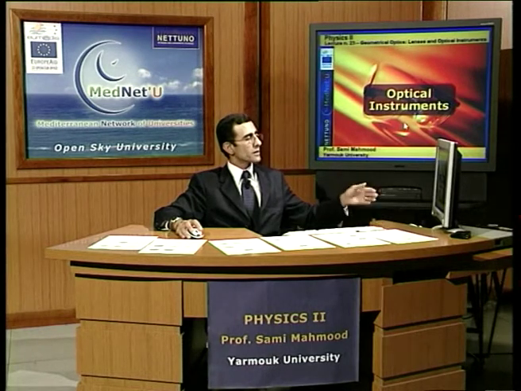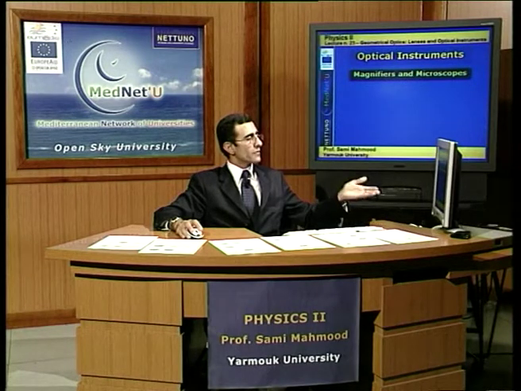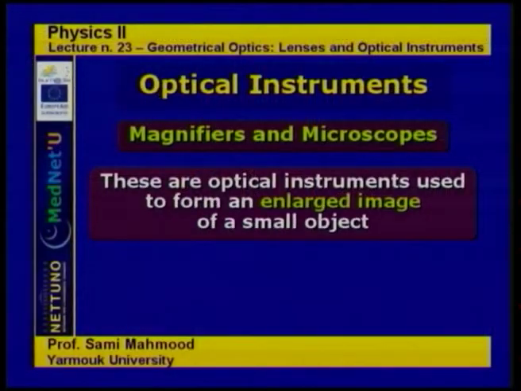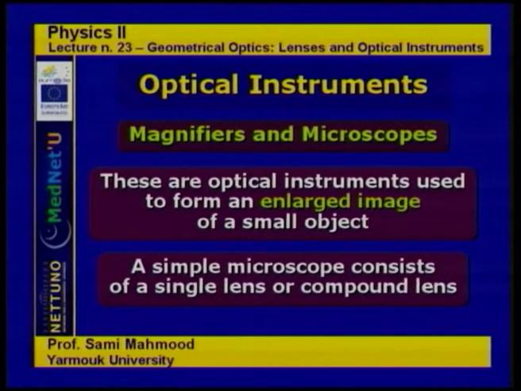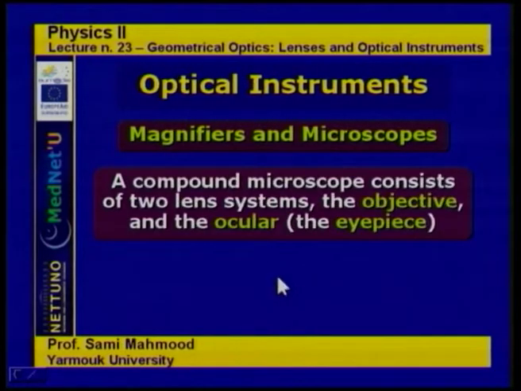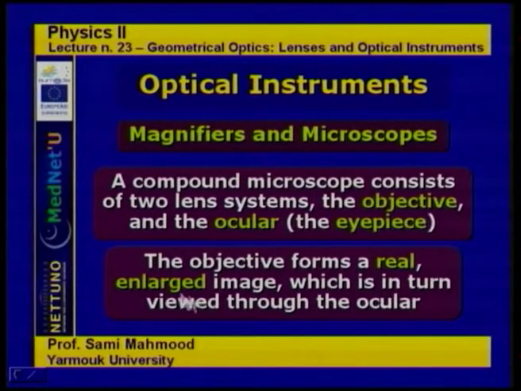And now, after we have discussed the components, we are in a position to talk about optical instruments. First of all, we talk about magnifiers and microscopes, which are instruments that are used to enlarge an image of a small object. These are what magnifiers and microscopes are for. A simple microscope consists of a single lens or a compound lens, simply a magnifier. And a compound microscope consists of two sets or systems of lenses. One is called the objective, and the other is called the eyepiece or the ocular piece. The objective forms a real enlarged image, and this image is viewed in turn through the ocular, which forms the final image of desired characteristics.